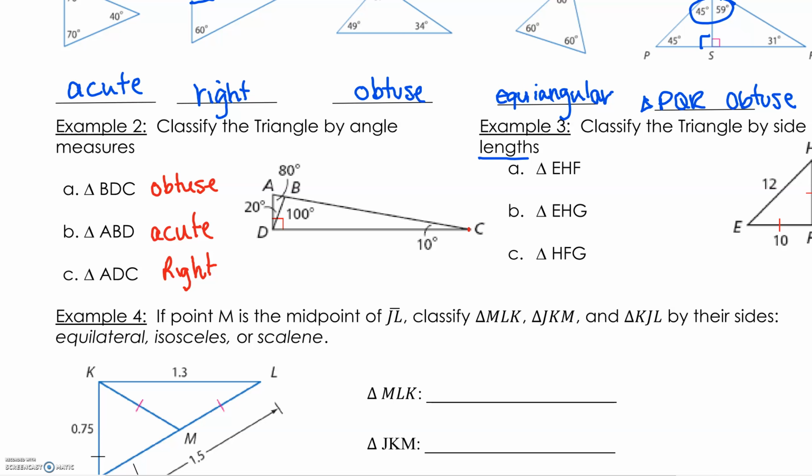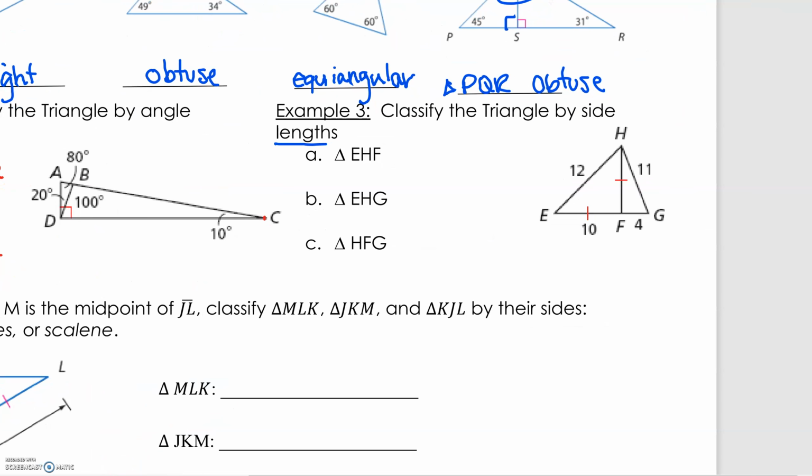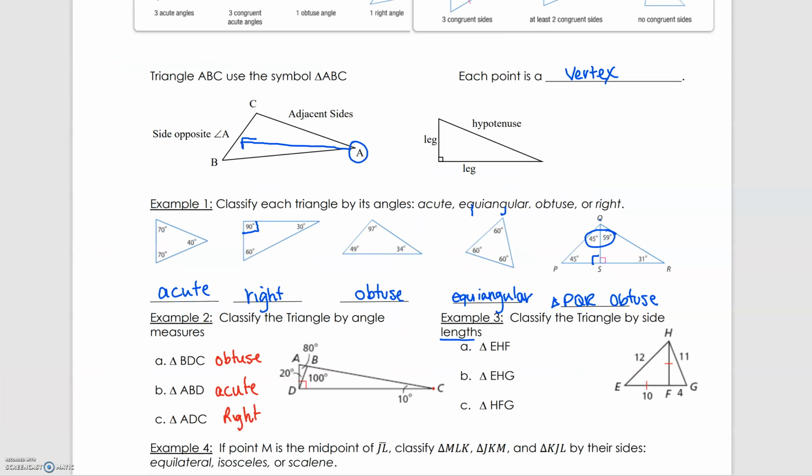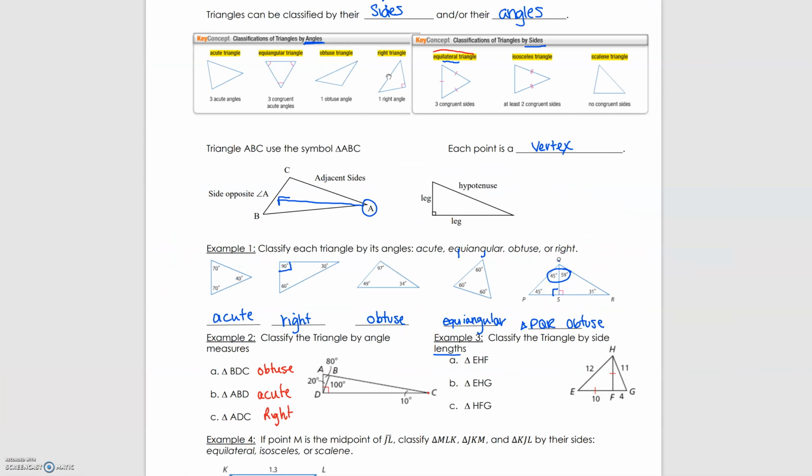All right, for example 3, we're going to classify by the side lengths. So we're going to be using our vocab of equilateral, isosceles, or scalene. The first one is going to be EHF. I see 2 tick marks, which means we have at least 2 congruent sides, so it is an isosceles. Isosceles has SOS in there.